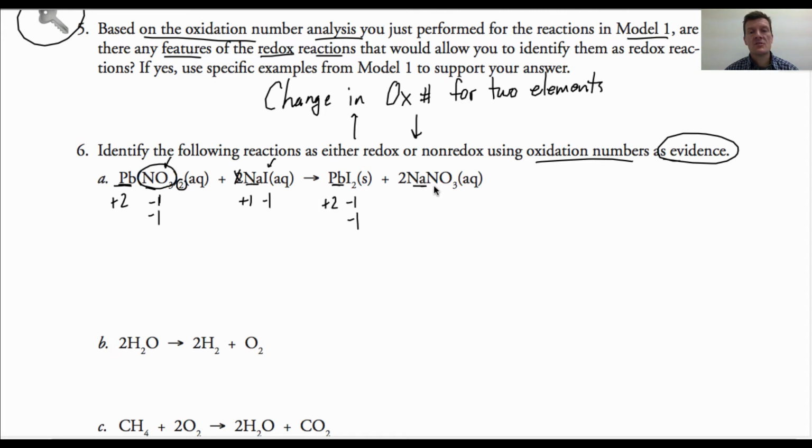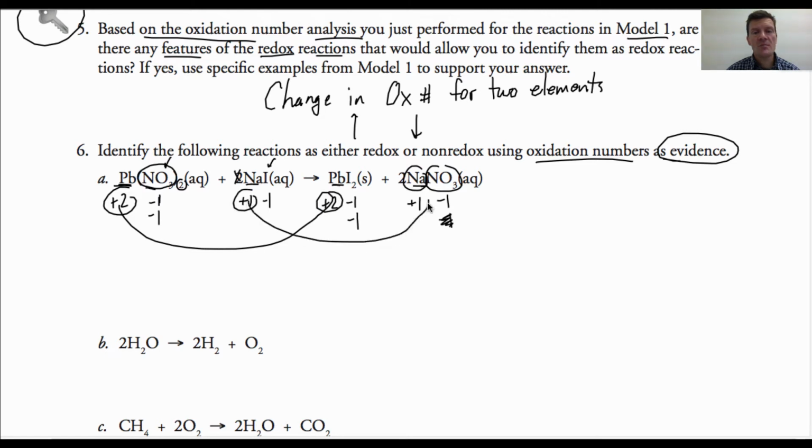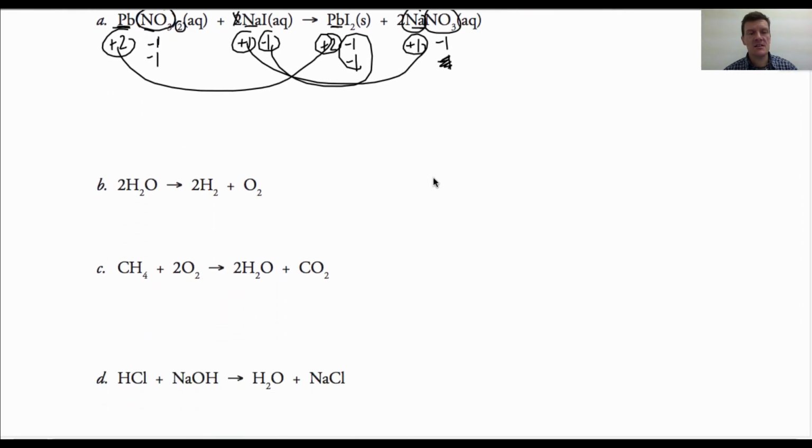Okay? Sodium nitrate, again, the nitrate, this polyatomic ion, the whole thing is a -1. I'm sorry, and there's just one of them. And that must mean sodium is a +1. Now I could break it down into nitrogen and oxygen, but we're going to see no change in oxidation numbers. Lead is +2 on both sides. Sodium is +1 on both sides. The iodine is -1 on both sides, and so on and so on. This is a non-redox reaction because there is no transfer of electrons, as indicated by no change in oxidation numbers.